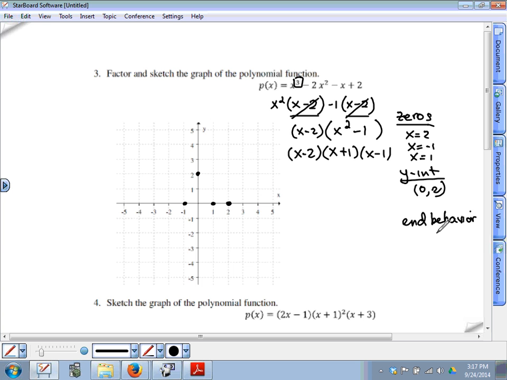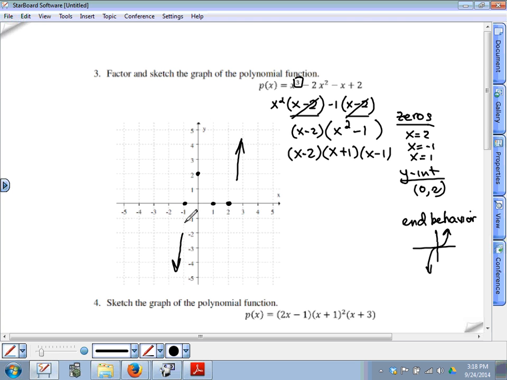So for the end behavior, I'm just going to make a quick sketch here. The end behavior would look something like this, where the left side is going down, the right side is going up. Okay? So the left side is going down, the right side is going up. Now, it's not always left side down, right side up. If there had been a minus sign in front of the polynomial, it would have been switched. The left side would be going up, the right side would be going down.